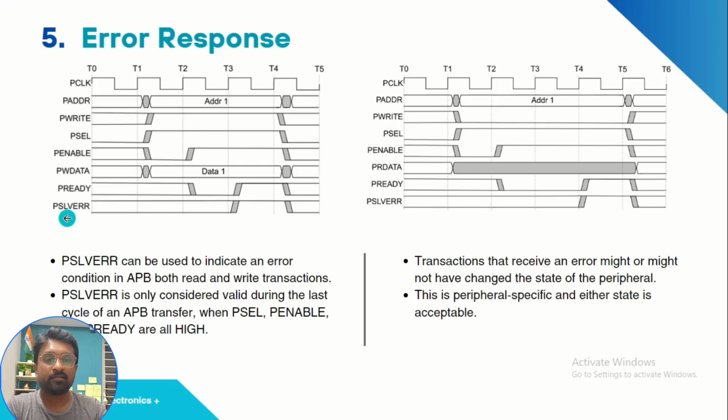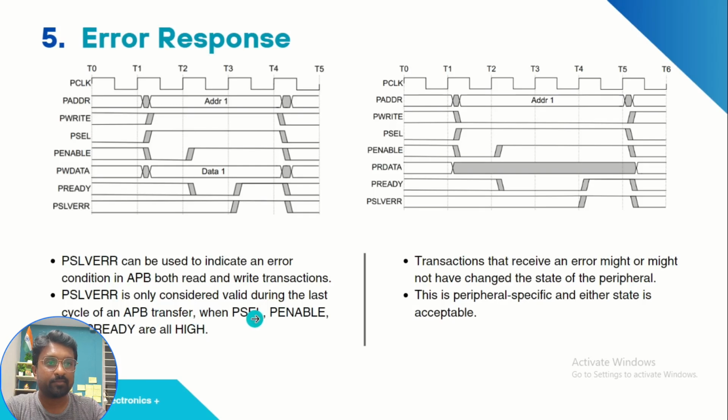It means PSLVERR can be triggered by the slave in the write transaction as well as in the read transaction, no matter which type of transaction it is. We can expect PSLVERR 1 given by the slave. PSLVERR can be used to indicate an error condition in APB, both in read and write transactions. PSLVERR is only considered valid during the last cycle of an APB transfer. What is the last cycle of an APB transfer? When PREADY is equal to 1, then it is the last cycle of the transfer, right? That's why PSLVERR will be considered only if it is the last cycle of the transfer.